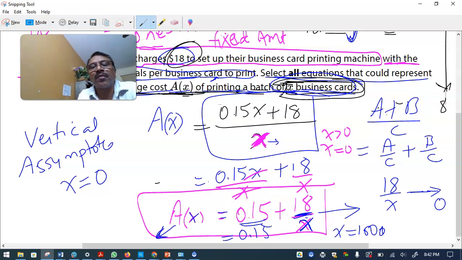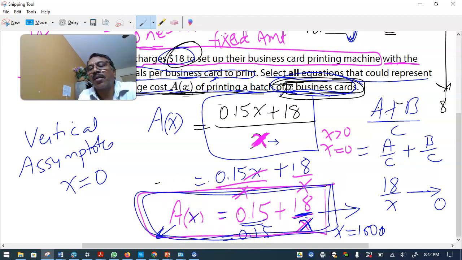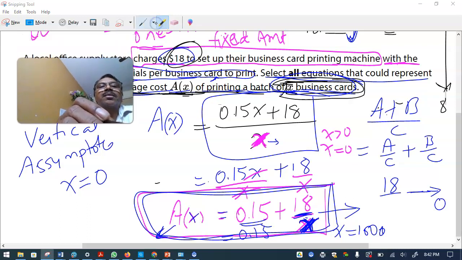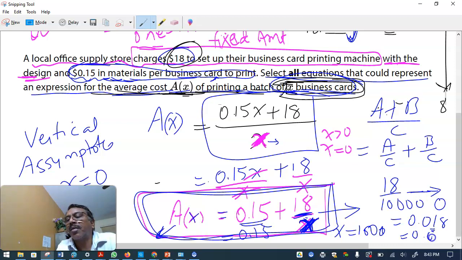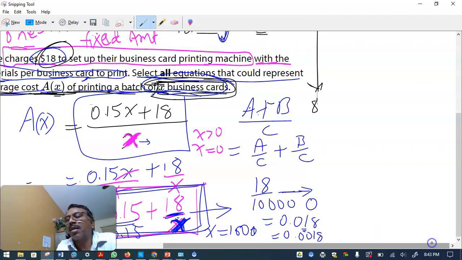So can I repeat? A lot of information here. Creating this is one thing, but also understanding that as you increase the number of cards, that 18 over X shrinks. Just imagine X is 1,000. If I put X is 1,000, this will be equal to 0.018. See, it's almost like just 2 cents here. And if I make it 10,000, that will be 0.0018. Okay, as if there's nothing.